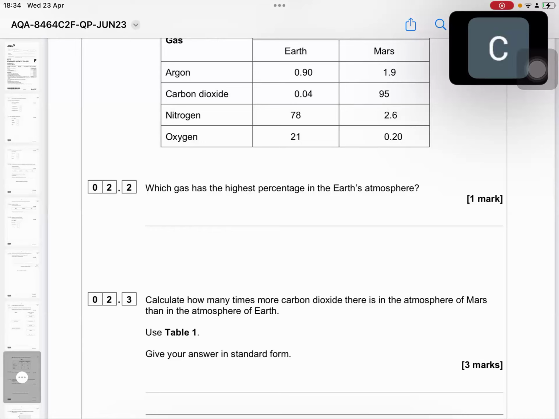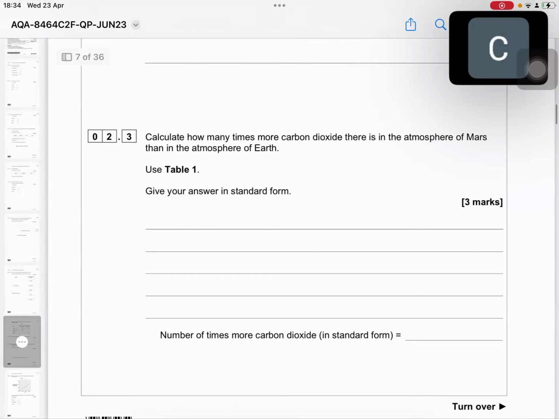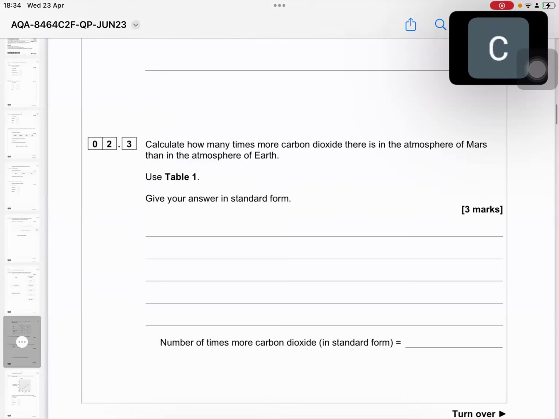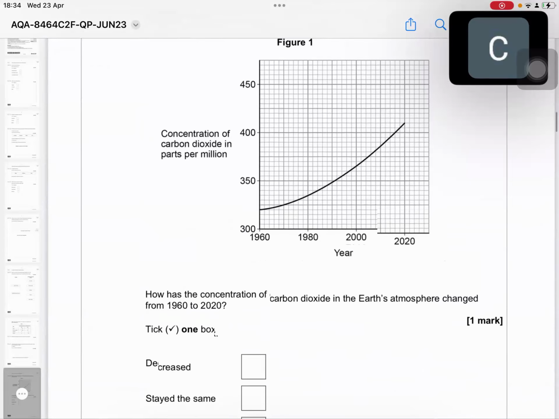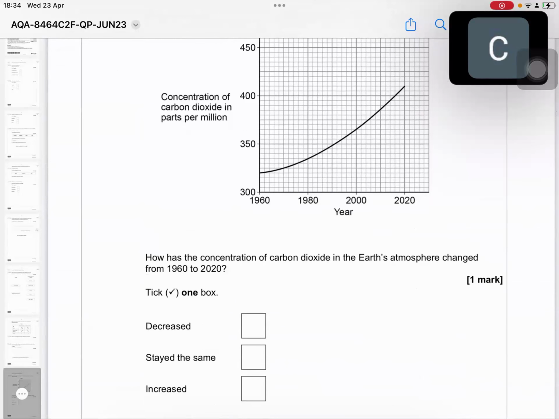Okay, let's move on to the next question. Sorry, before we move on, do they agree with the answers that we've gotten so far? The answers on this one, so nitrogen, and then the standard form. Do they agree? Just confirm it. Okay, perfect. Let's move on then.